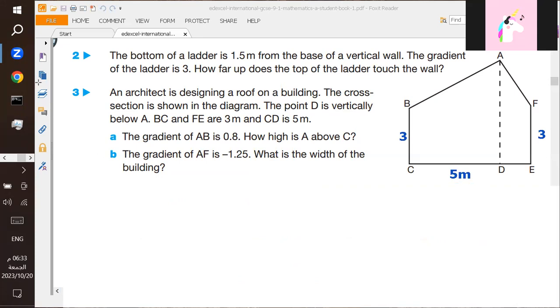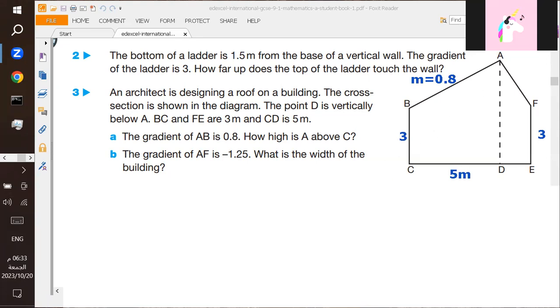Now, the question says what? It says the gradient of AB is 0.8. So I'm going to write it here: m equals 0.8. The question asks: how high is A above C?